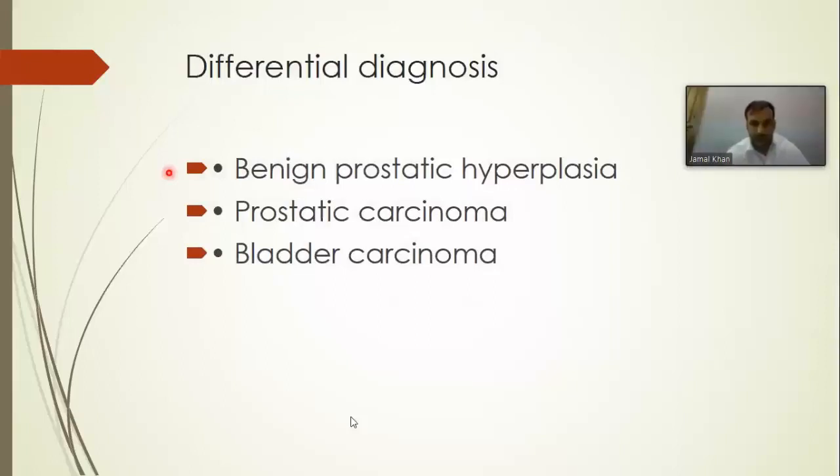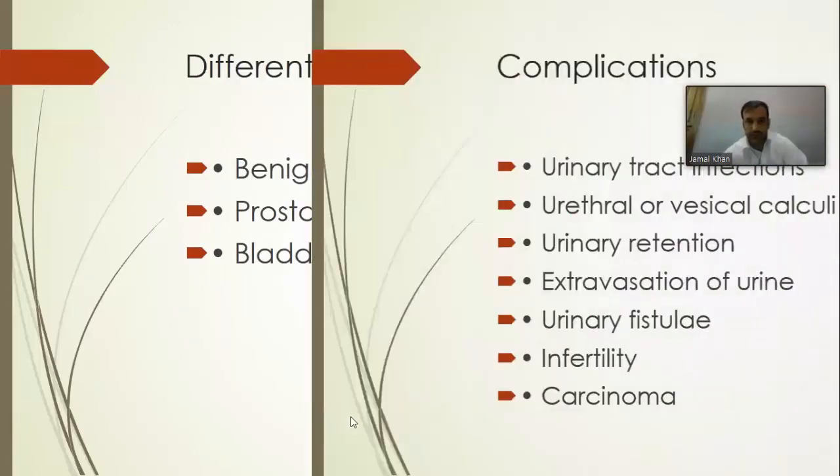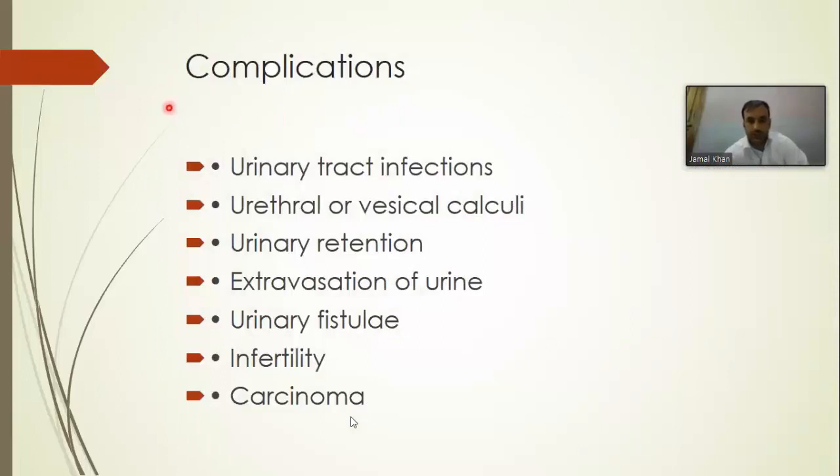Differential diagnosis: the first one, benign prostatic hyperplasia, prostatic carcinoma. Complications of urethral stricture are urinary tract infections, urethral or vesical calculi, urinary retention, extravasation of urine, urinary fistula, infertility, and carcinoma.